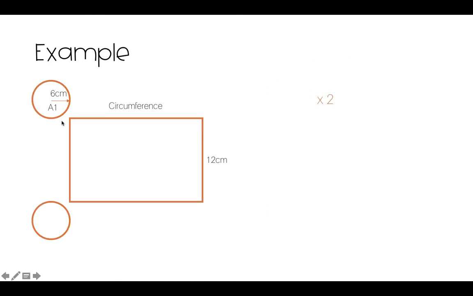6 centimeters and 12 centimeters are the ones we already know. This is the circumference. We're going to call these two A1, and this is going to be our A2, but I haven't labelled it. So A1 equals pi times 6 squared. To find the area of a circle, it's pi r squared. So we go pi times 6 squared, which gives us 113.1.